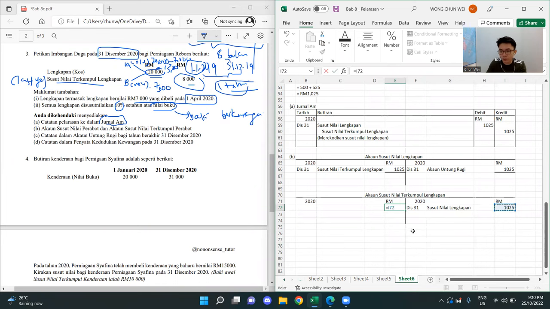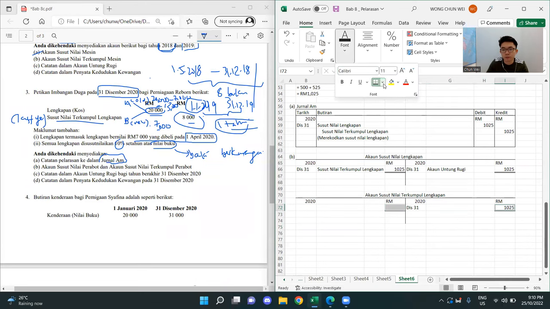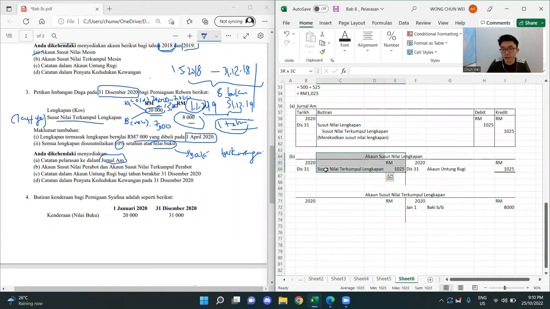Okay, but, sorry. Forgotten that there is susut nilai terkumpul lengkapan. So, what does it mean? You have a baki awal, okay? Don't forget. So for SNT, we have a baki awal. This one, susut nilai terkumpul lengkapan 8,000. So this 8,000 is your baki awal from last year. Right? January 1, baki BP. So this is your baki awal. So then only you put this one. It'll be your susut nilai lengkapan, and credit your SNT here. So here's susut nilai lengkapan 1025.